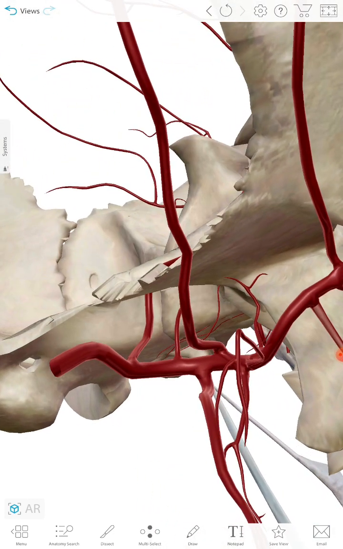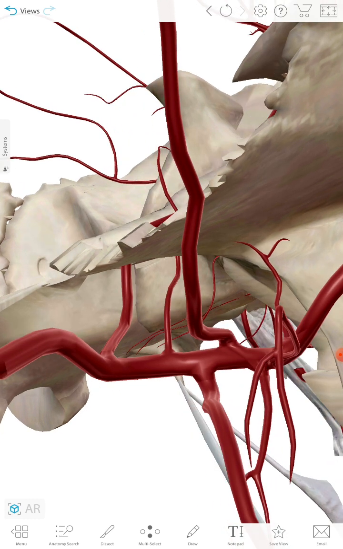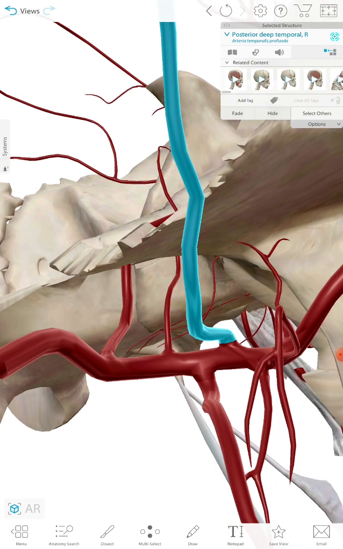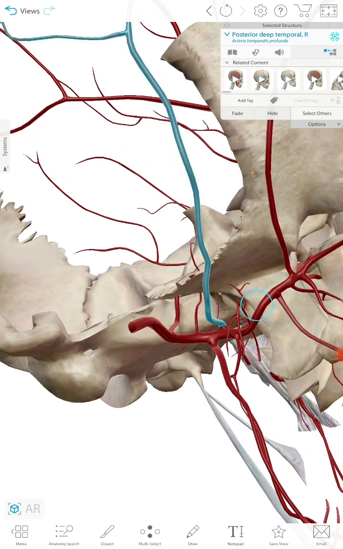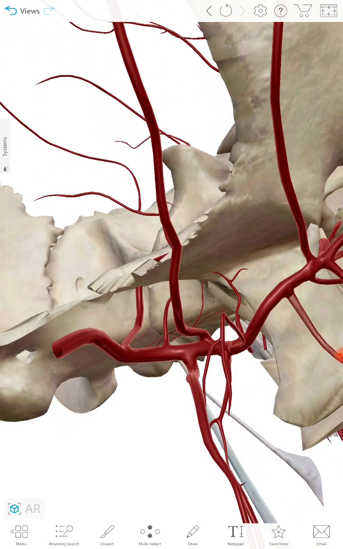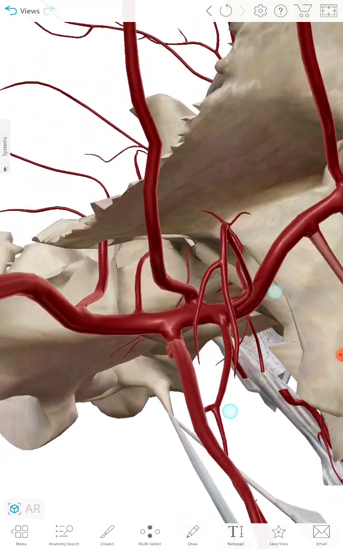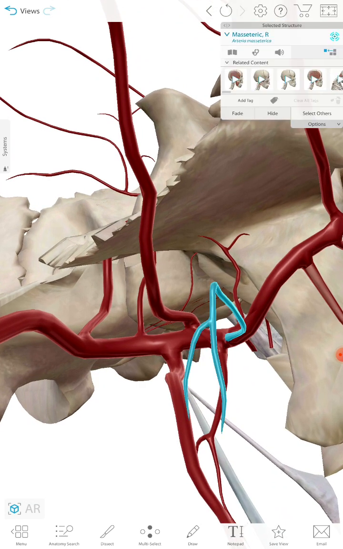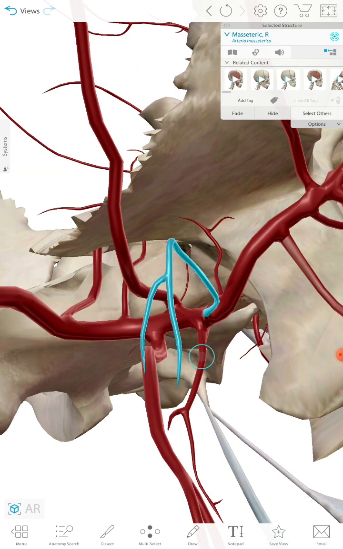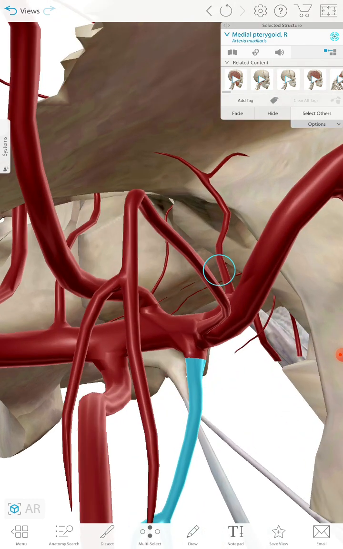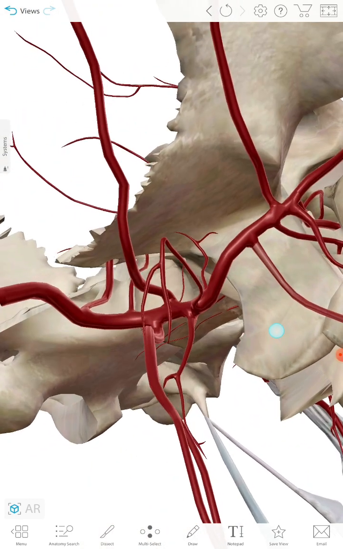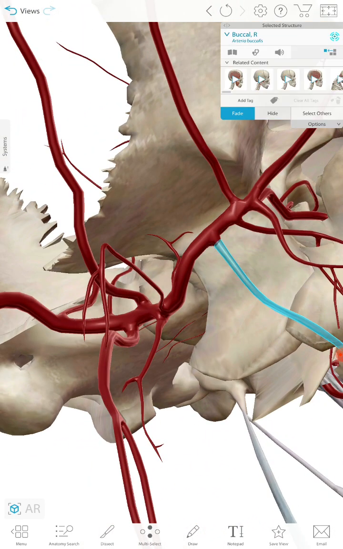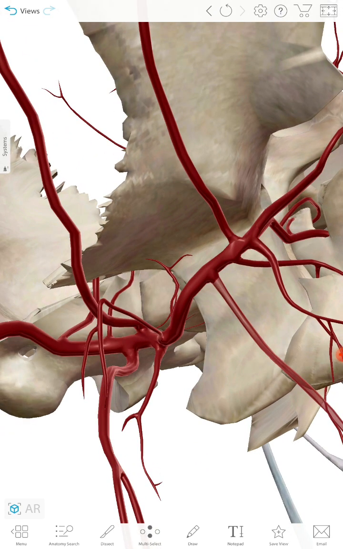Now coming to the second part of the artery. So the second part of maxillary artery first gives off this large branch which is known as deep temporal artery. Then besides these, it gives blood supply to the muscles of mastication. So it gives branches to masseteric artery, then it gives branches to medial pterygoid, it also gives branches to lateral pterygoid, and then it gives this buccal branch. So these are the branches of the second part.